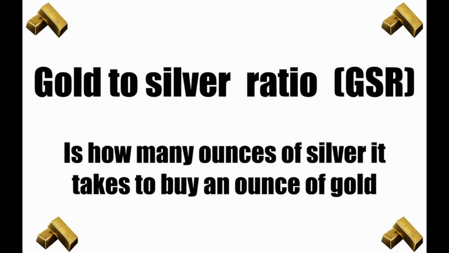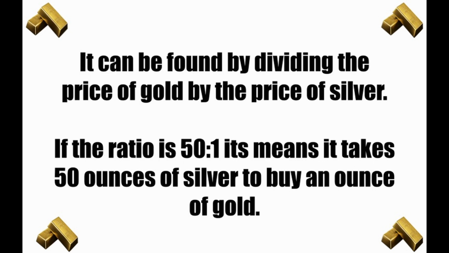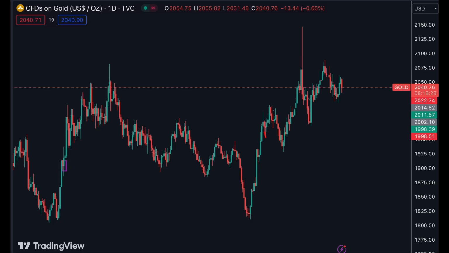So what is the gold and silver ratio? It is how many ounces of silver it takes to buy an ounce of gold. And you can find out what the ratio is by dividing the price of gold by the price of silver. So if the ratio is 50-1, it will take 50 ounces of silver to buy 1 ounce of gold.